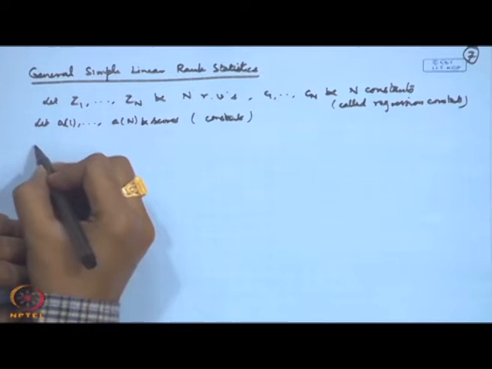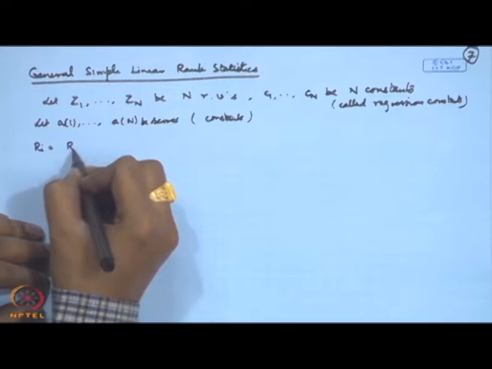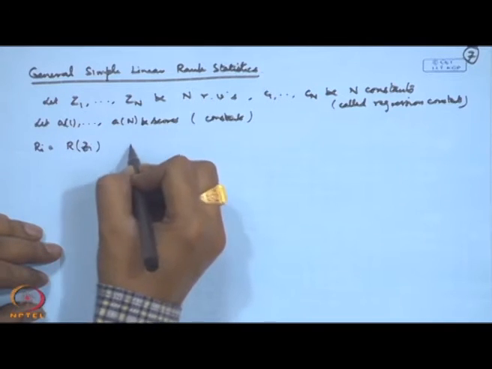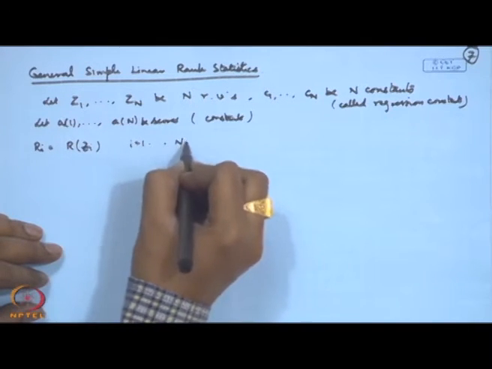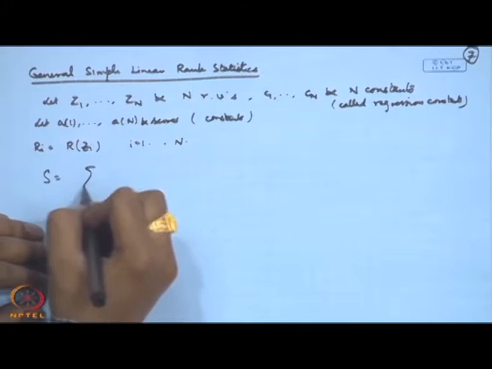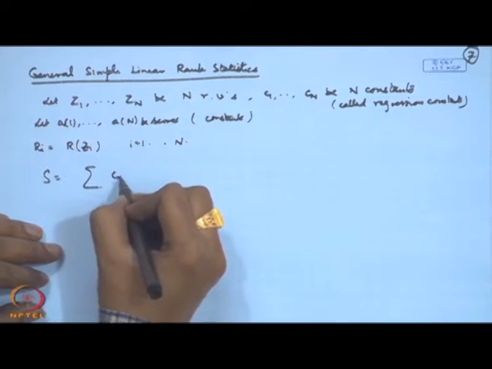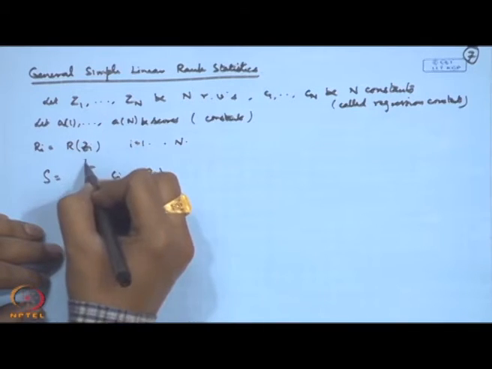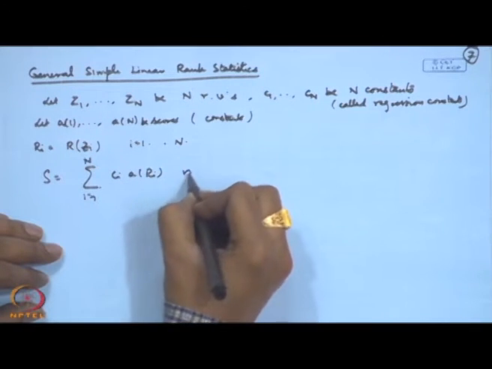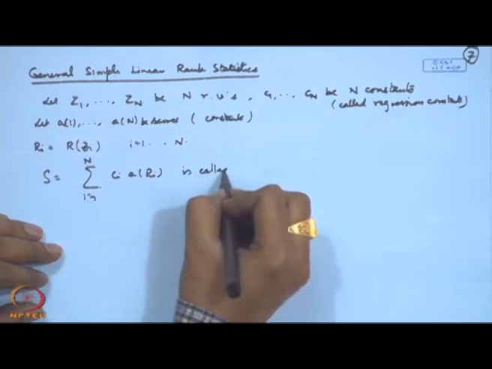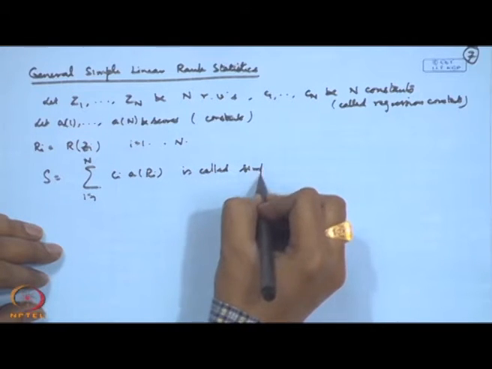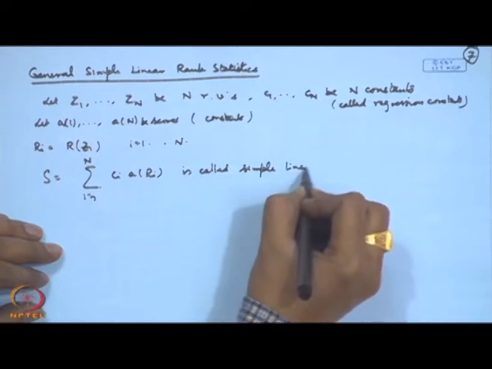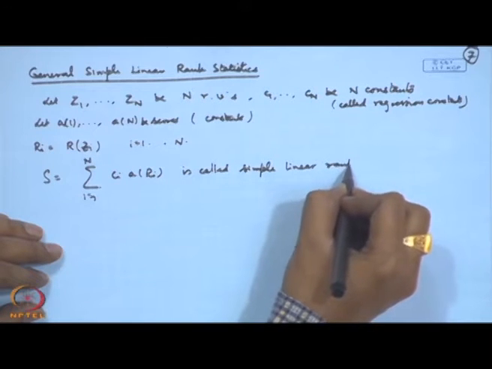So, now let us consider Ri equal to the rank of Zi, for i equal to 1 to n. Then S is equal to the sum of Ci A(Ri), i equal to 1 to n. This is called a simple linear rank statistic.